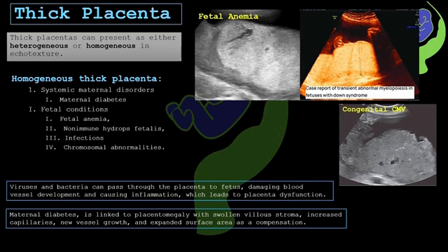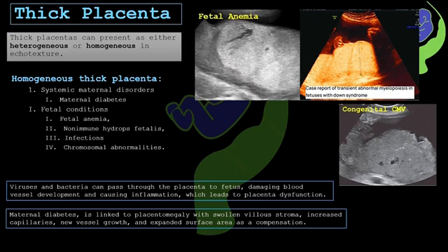Coming to homogeneous placenta, it is usually associated with systemic maternal conditions or fetal disorders. Among the maternal causes, diabetes mellitus is one of the most important causes, which causes the thickness due to swelling of the villus stroma and increased capillary formation and compensatory expansion of the placental surface area to meet the metabolic demands of the fetus. On the fetal side, several conditions may contribute.